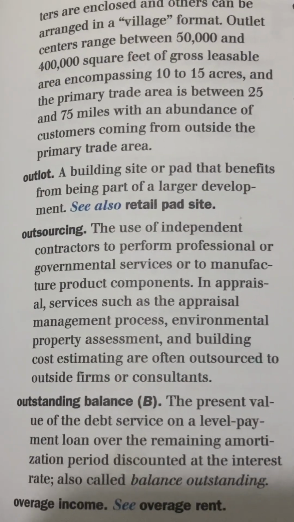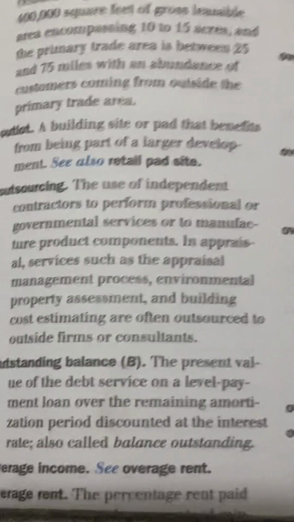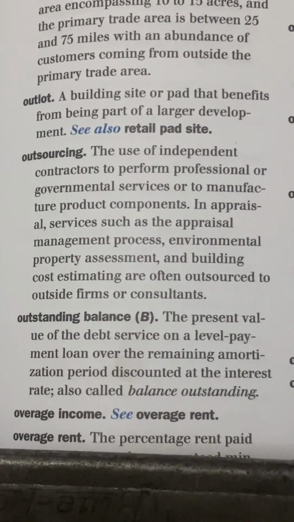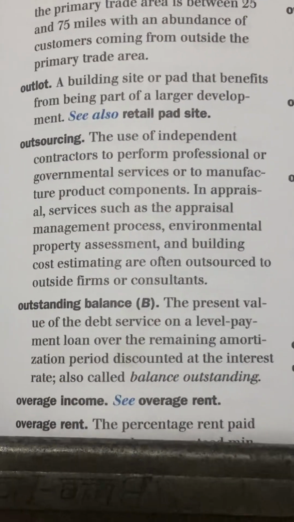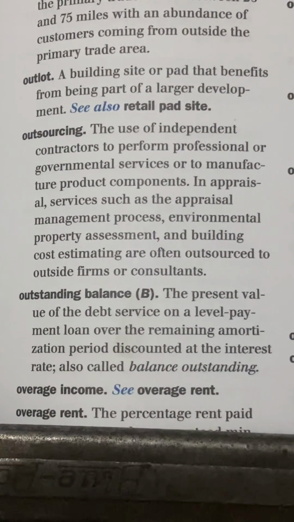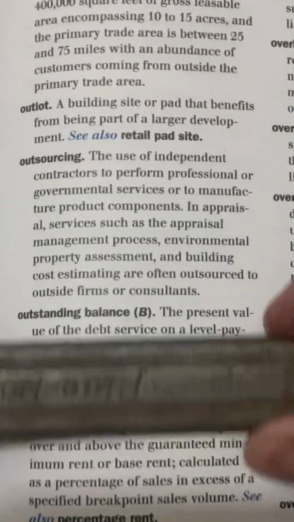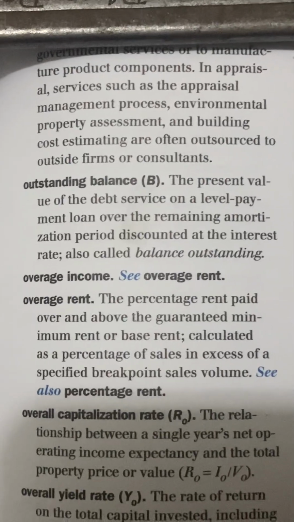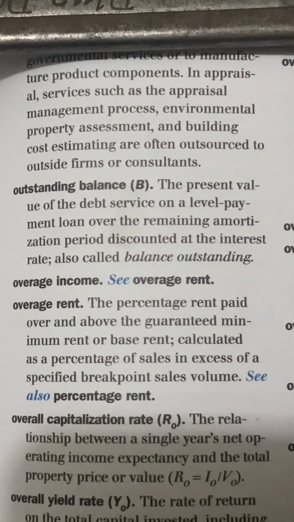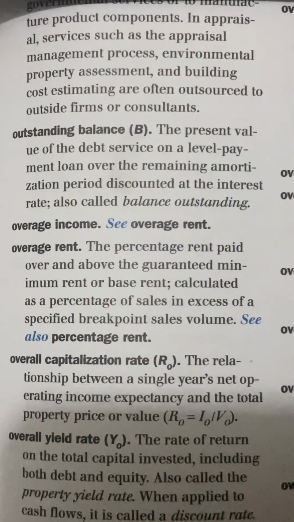Outlot. A building site or pad that benefits from being part of a larger development. See also retail pad site. Outsourcing. The use of independent contractors to perform professional or governmental services or to manufacture product components. In appraisal, services such as the appraisal management process, environmental property assessment, and building cost estimating are often outsourced to outside firms or consultants. Outstanding balance. The acronym is just capital B. The present value of the debt service on a level payment loan over the remaining amortization period, discounted at the interest rate, also called balance outstanding.